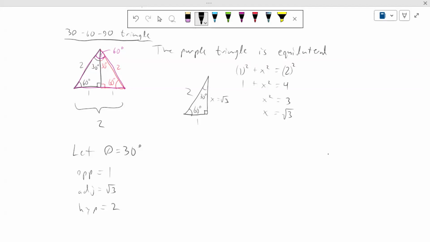Okay, so now I'm ready to do my trigonometric functions, right? I have sine of 30 degrees, which is equal to opposite over hypotenuse. So that's going to be 1 over 2, which is 1/2, right?